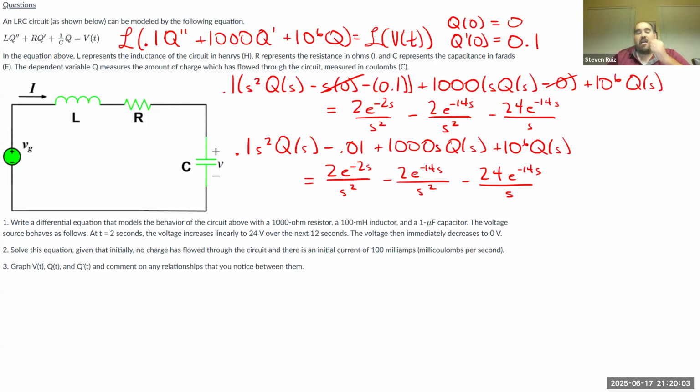All right, so now what? Again, we want to isolate Q of s, so I'm going to keep everything that has Q of s on the left-hand side of my equation and move everything else over. So what needs to be moved over? Really just the negative 0.01. So I'm going to add 0.01 to both sides. Let's go ahead and call this plus 1 over 100.